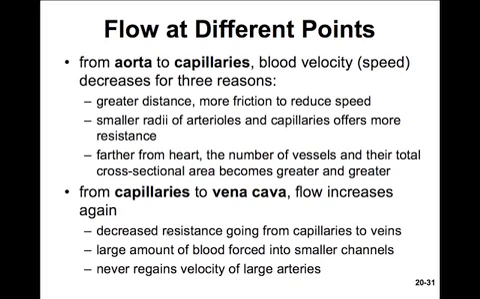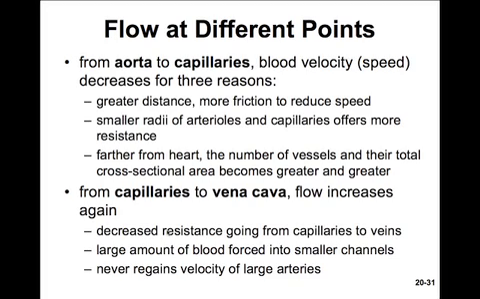So let's spend a moment integrating this information about blood flow, and consider how the velocity of flow differs from one part of the systemic circuit to another. Blood flow in the aorta is fastest because the aorta is the largest vessel, and it decreases as we move towards the capillaries. There are three reasons for this. Remember, there's a greater distance, it's much further, so there's more friction and that reduces speed.